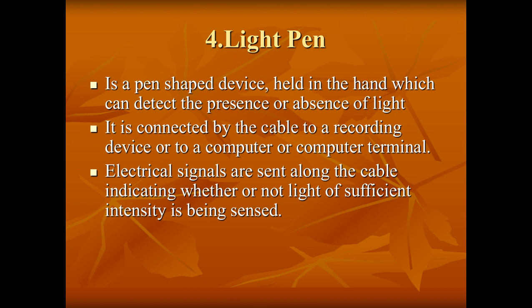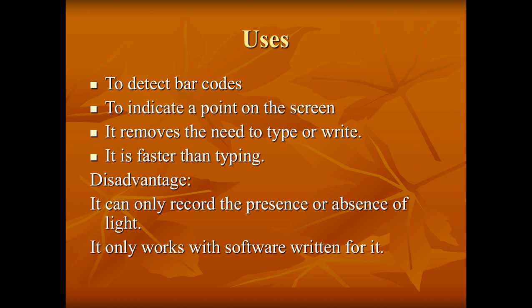It will connect with the cable and with the computer terminal. Now electrical signals are sent along the cable indicating whether or not light of significant intensity is being sensed. Users can detect barcodes with it. You can easily indicate a point on the screen, without needing to type or write, and it is faster than typing. This one can only record the presence or absence of light. It only works with software written for it.